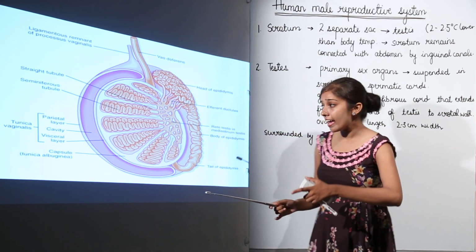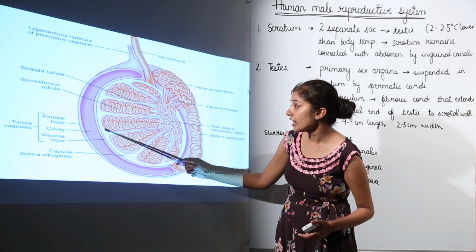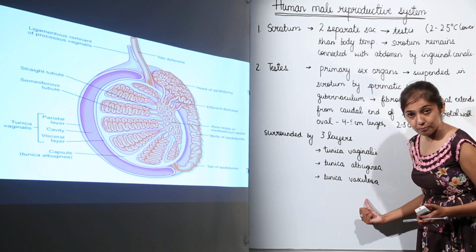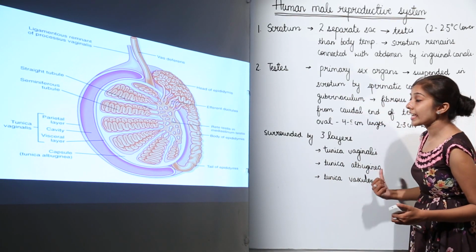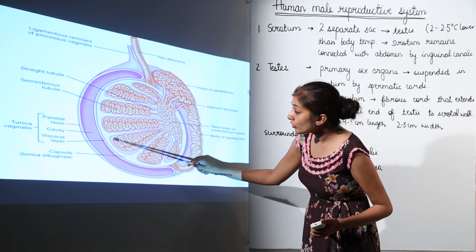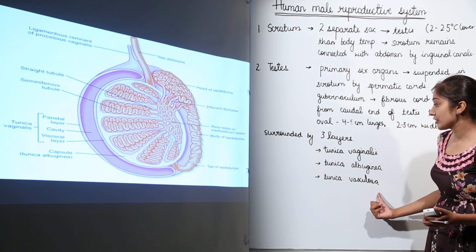Then the second layer is Tunica albuginea. This is the Tunica albuginea, right? Then we have Tunica vasculosa. Now this Tunica vasculosa contains a network of capillaries. So there is a network of capillaries. This layer is known as Tunica vasculosa.